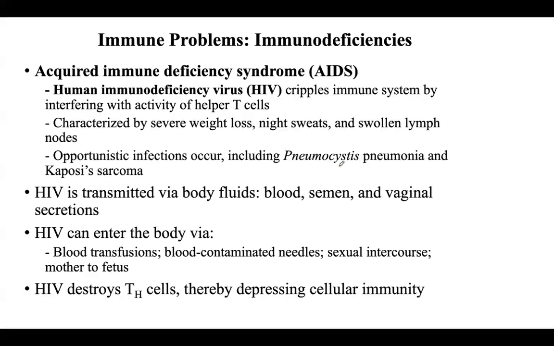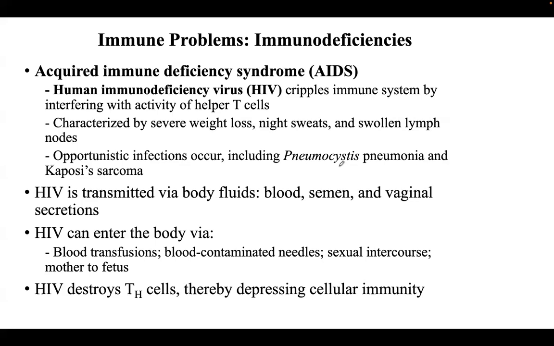Now, this is SCID. What about AIDS, acquired immune deficiency syndrome? This is a syndrome that is caused by a virus called human immunodeficiency virus, HIV. So a virus is causing this syndrome. When a person dies of AIDS, that person doesn't actually die of AIDS, they die of some other disease, because their immune system is crippled.